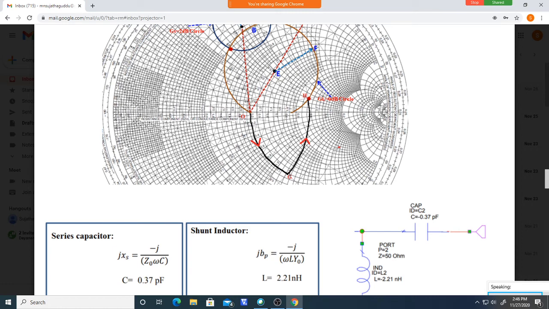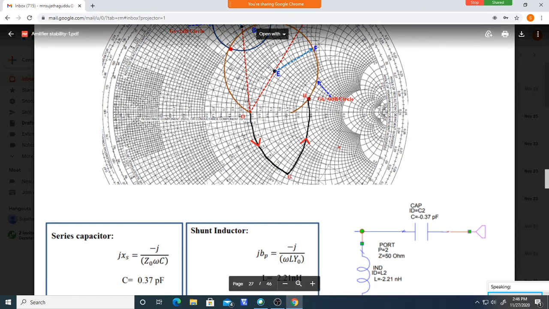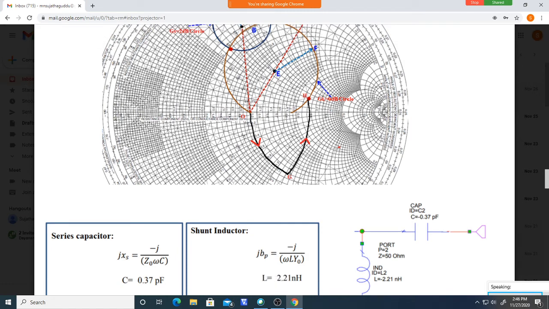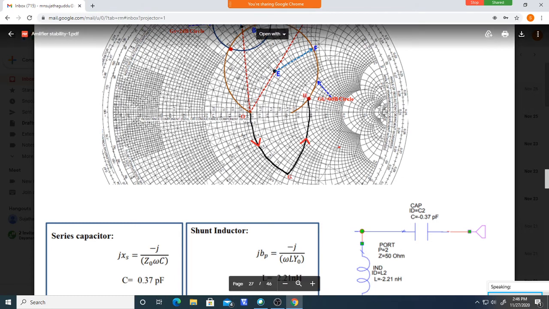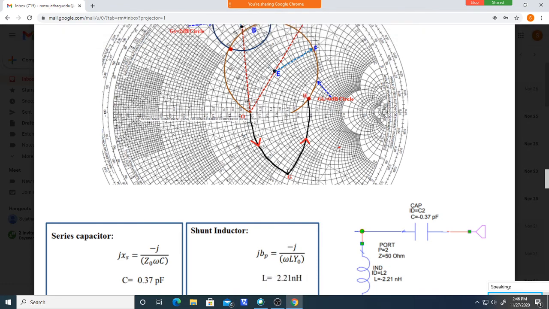Okay, this is a point where the unit conductance circle passes through. See here, this is a point. Through this point, a conductance circle is passing like this. Okay, you see which conductance circle is passing through that. You stop there. So start from here and stop here. Okay, after this point, you move on the constant conductance circle to reach this point.